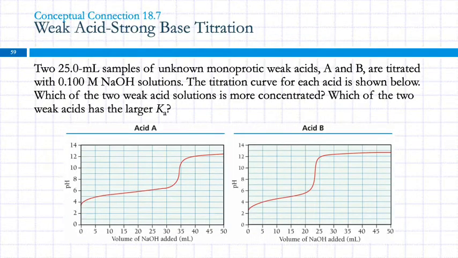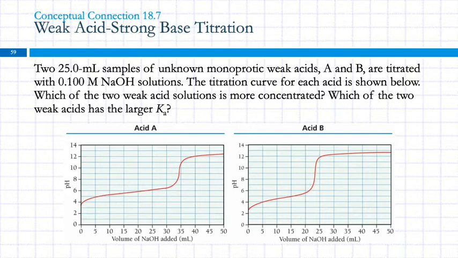So, a conceptual question. Two 25 milliliter samples of unknown monoprotic weak acids A and B are titrated with 0.1 molar sodium hydroxide solutions. The titration curve for each acid is shown below. Which of the two weak acid solutions is more concentrated, and which of the two weak acids has the larger Ka?